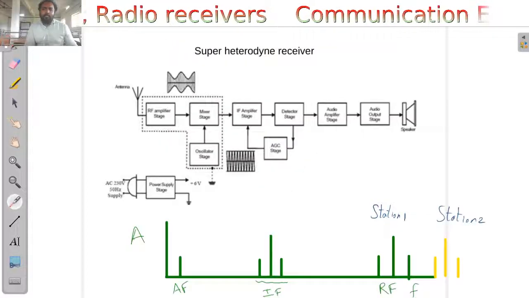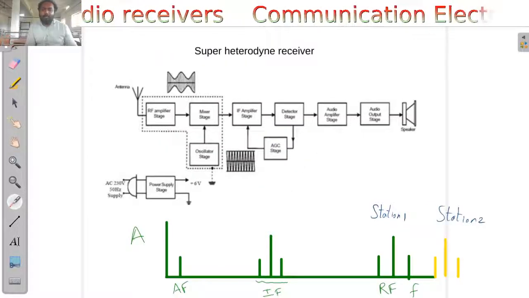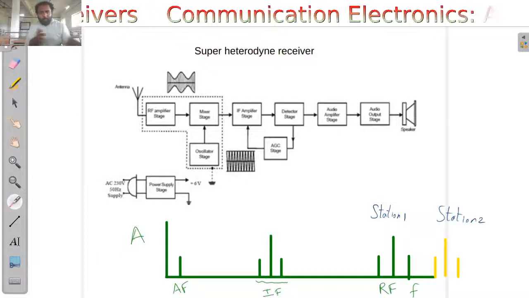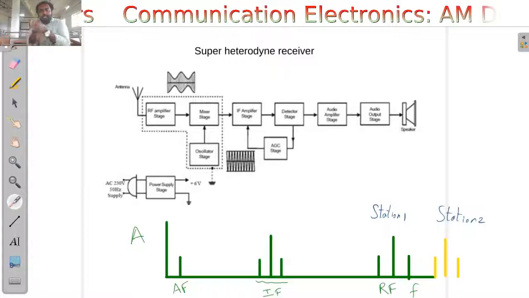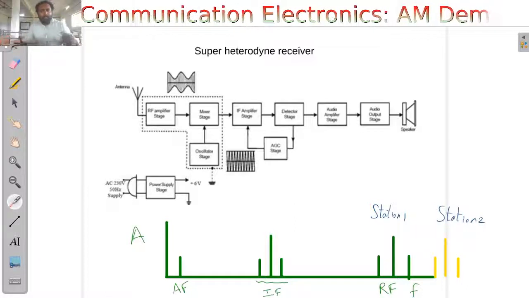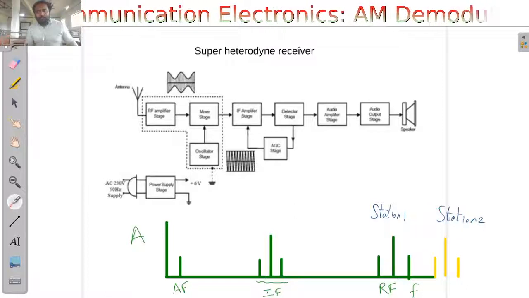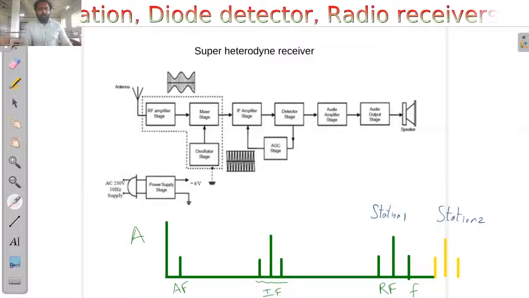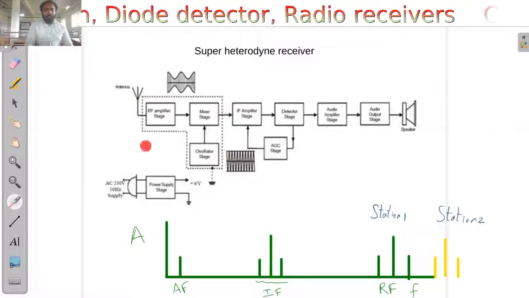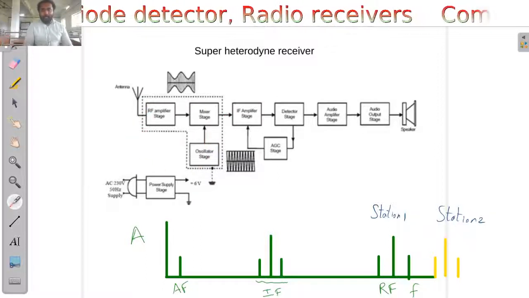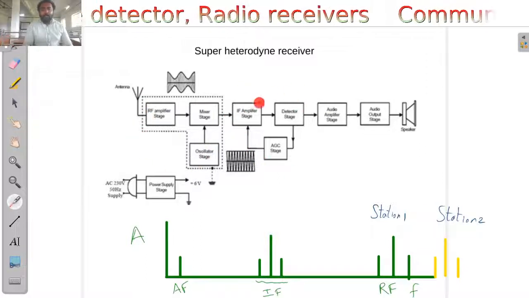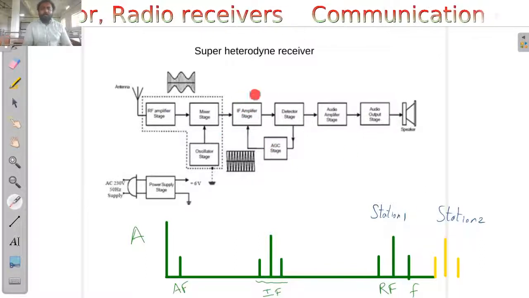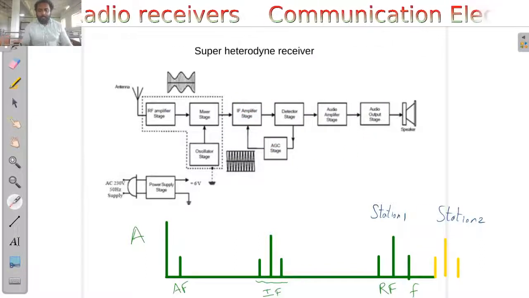So we will be using another receiver called a superheterodyne receiver, in which the tuning portion, that is changing the station from station 1 to station 2, is done at the initial stages. What we do here is initially convert whatever is in the RF to an intermediate frequency where there is no requirement for tuning. So the rest of the circuit works in the intermediate frequency. So it will be like this.